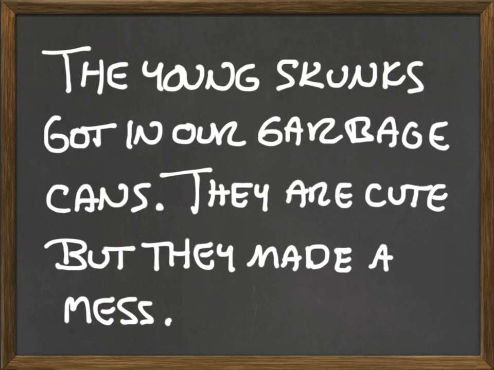So if you see the notation comma splice, know that the other option you have, other than a semicolon, is to replace that comma with a period and capitalize the first word of the following sentence. So here we have two sentences. The young skunks got in our garbage cans, period. They are cute, but they made a mess.